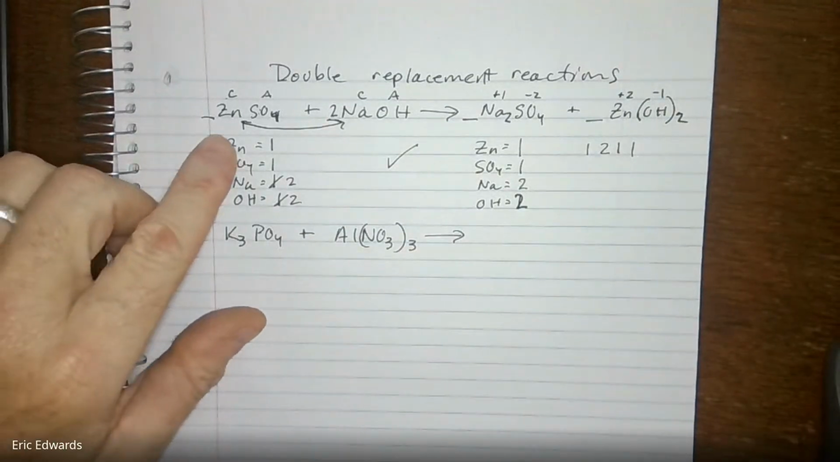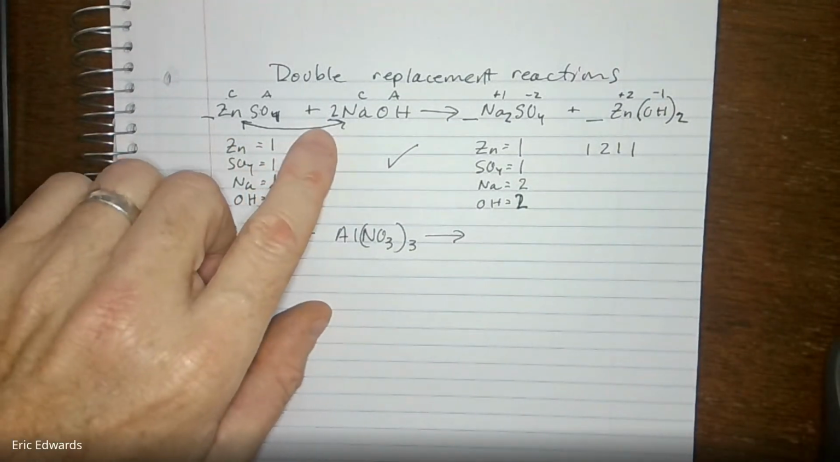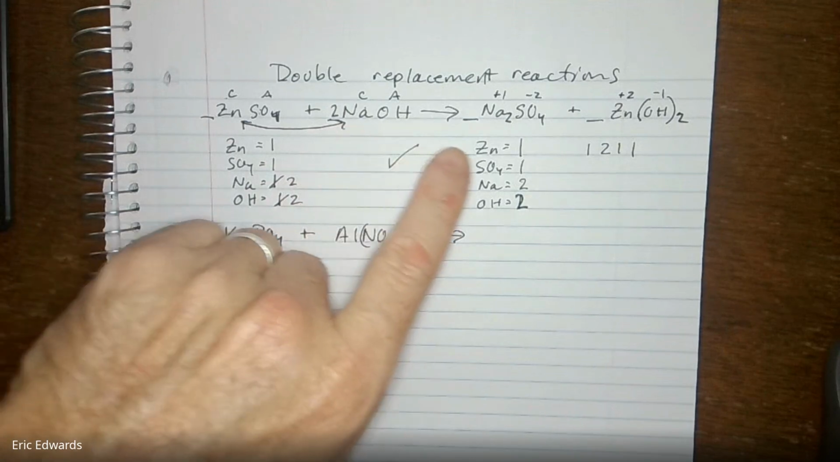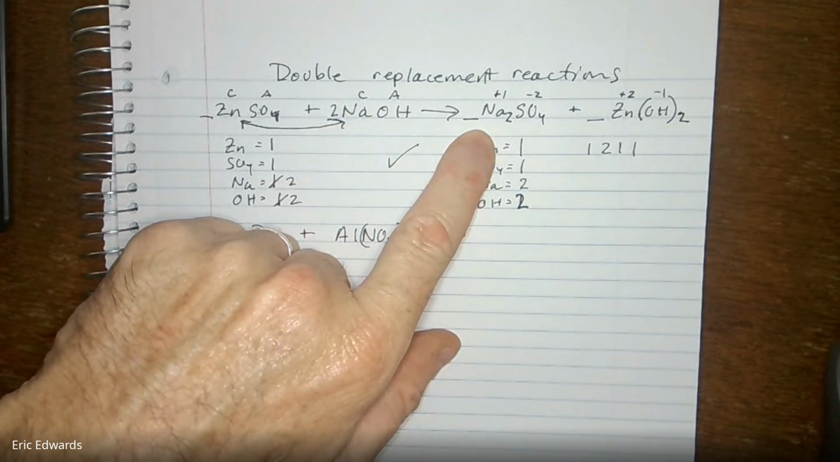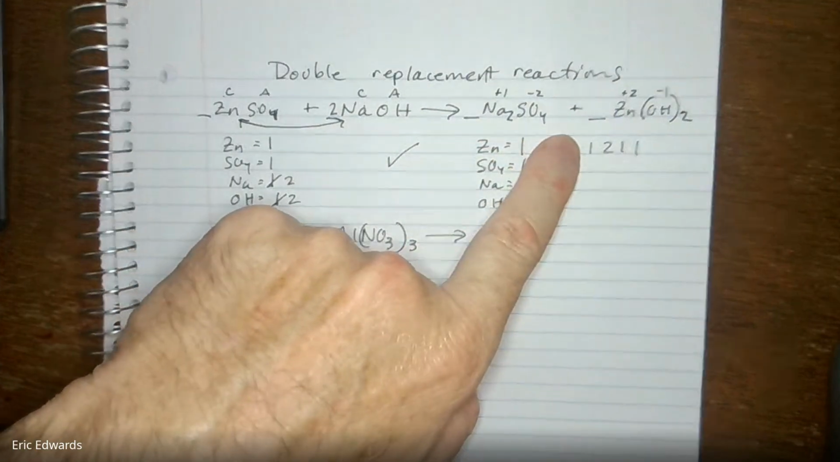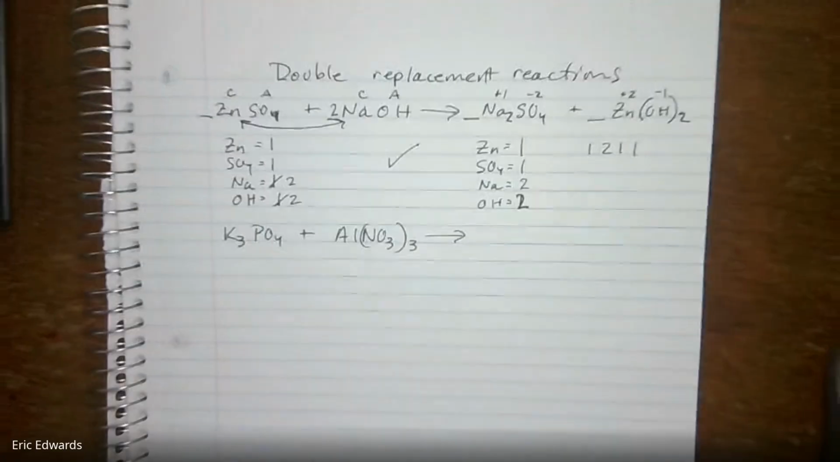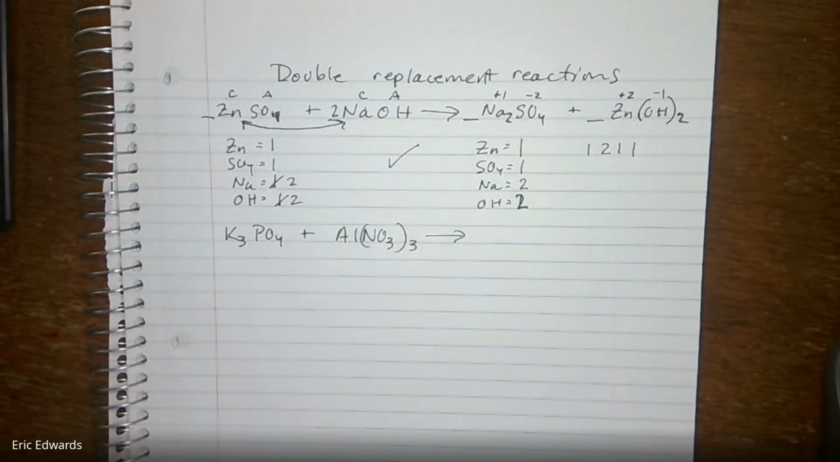What this says is 1 mole of zinc sulfate plus 2 moles of sodium hydroxide yield 1 mole of sodium sulfate and 1 mole of zinc hydroxide. And that's what that tells me as a chemist.